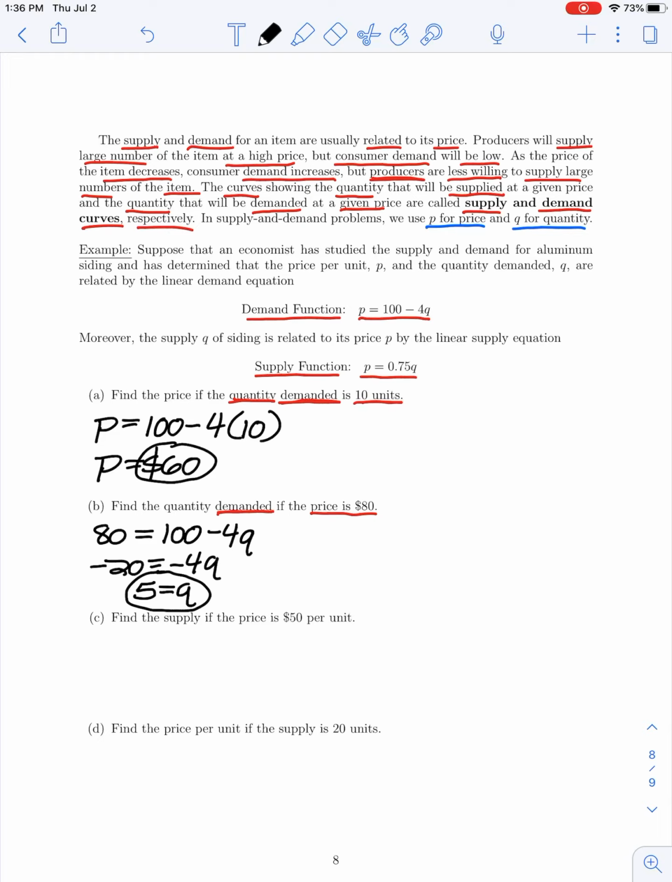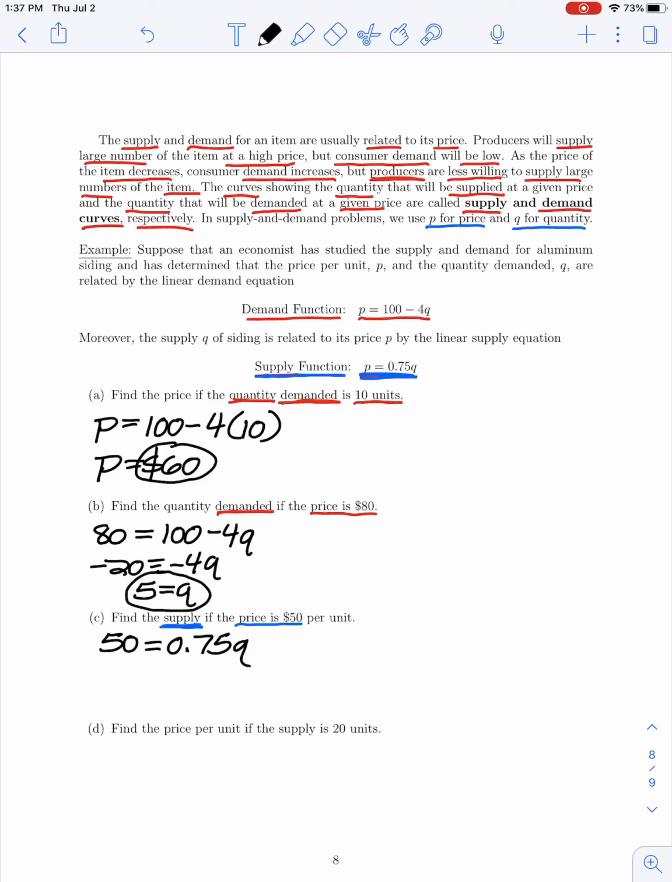All right, now in part C, we're told to find the supply if the price is $50 per unit. So here we are asked about supply, so we're going to make use of our supply function, and we're told that the price is $50 per unit, so we're going to set P equal to 50 in that equation. So we would have 50 is equal to 0.75 Q.